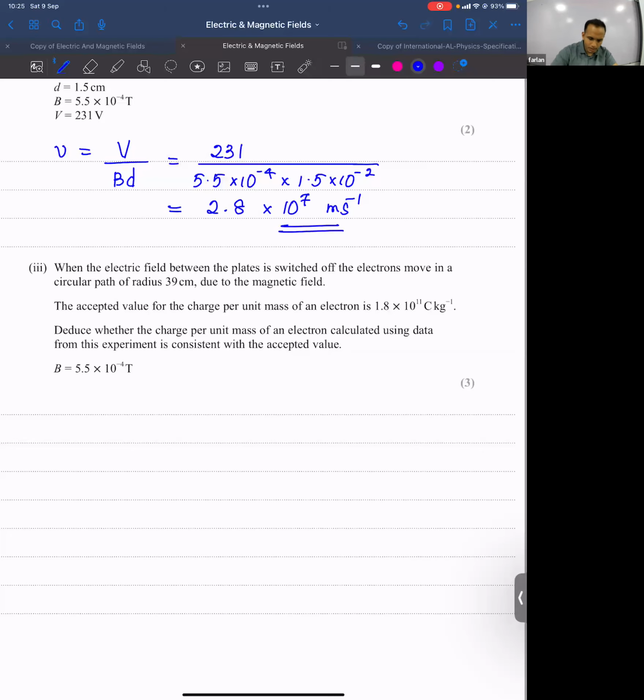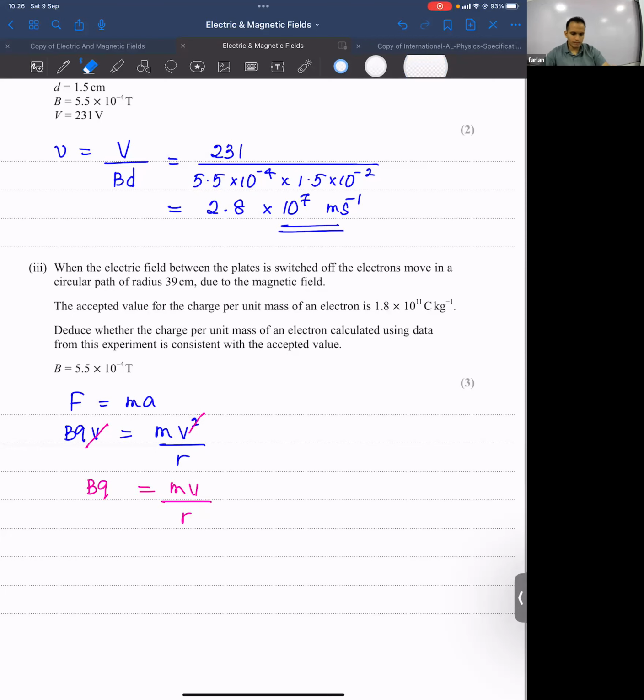Maybe I can start from the very beginning. F equals ma. Now there's no electric field, only the magnetic field. So the F is BQv, equal to m into v square over r. So the v's on either side will cancel off. BQ equals mv over r. Sorry, not r square, it's r. So BQ equals mv over r.